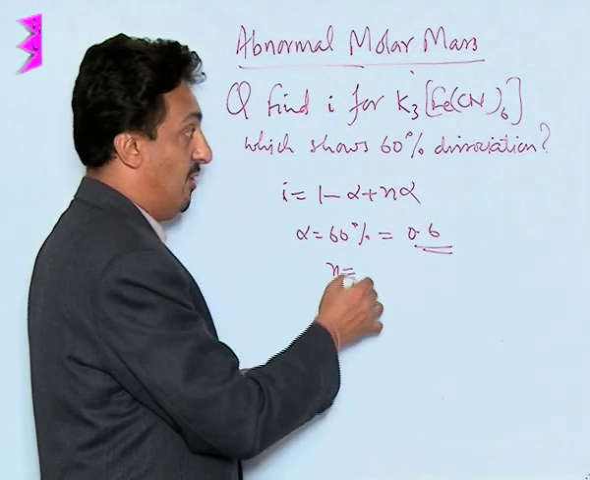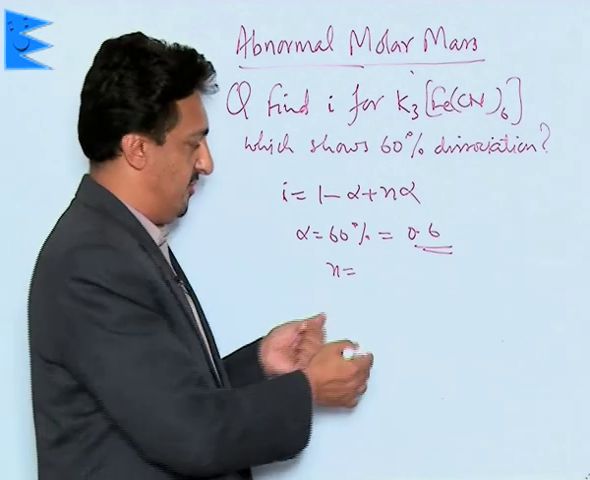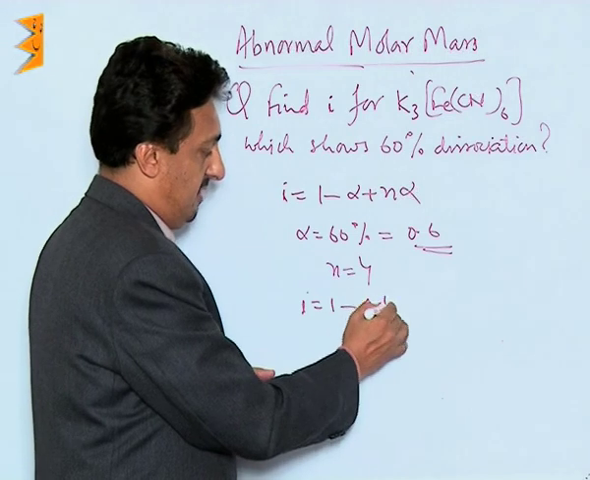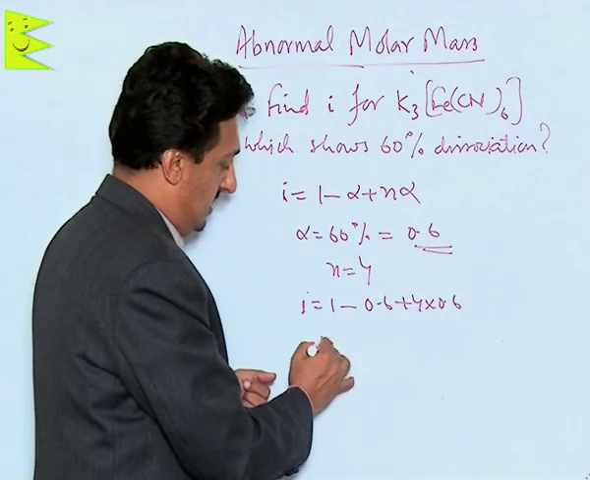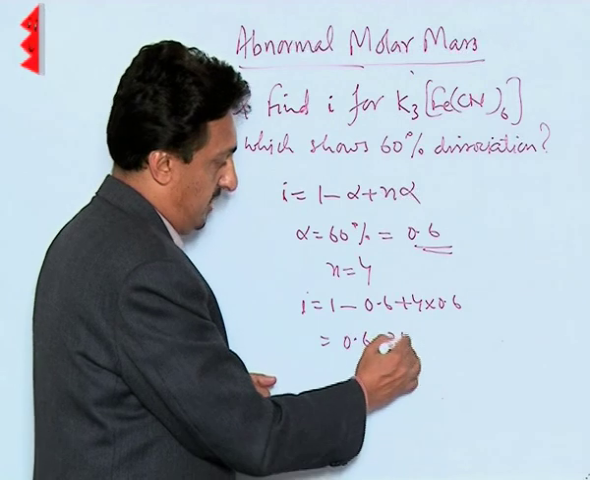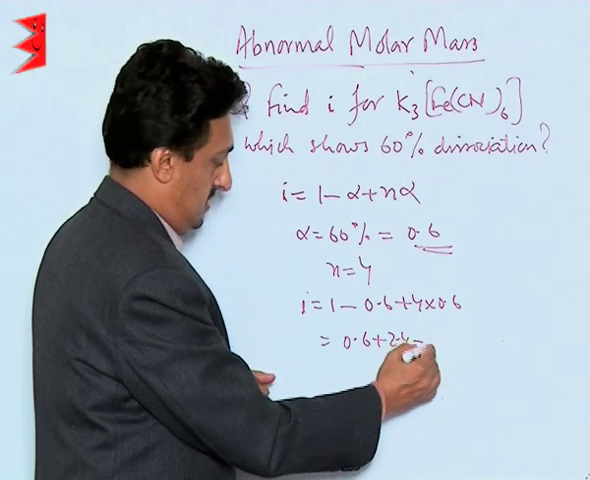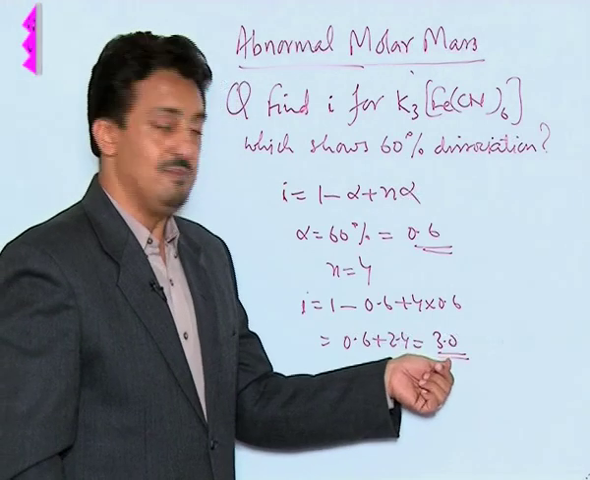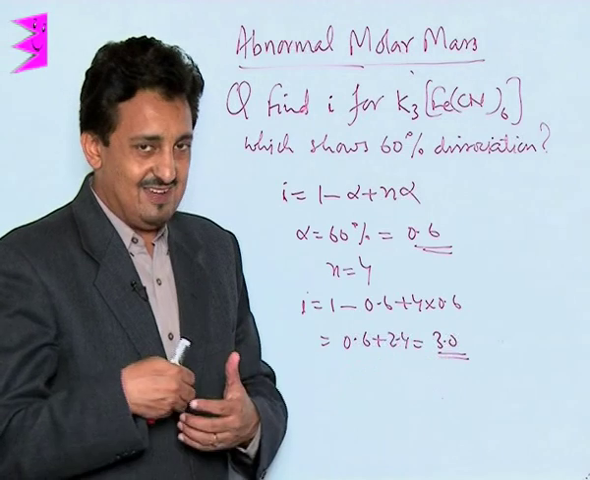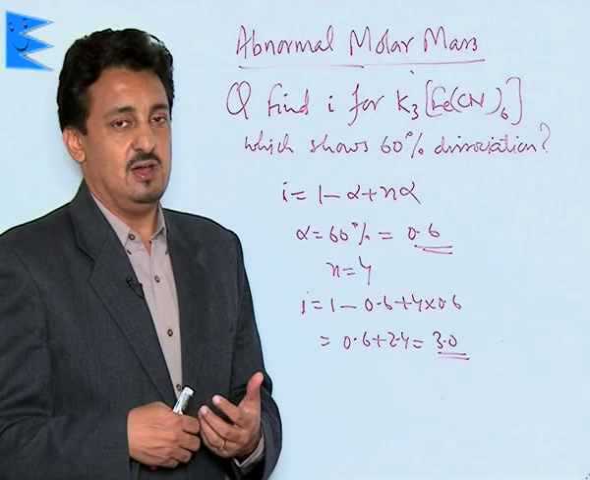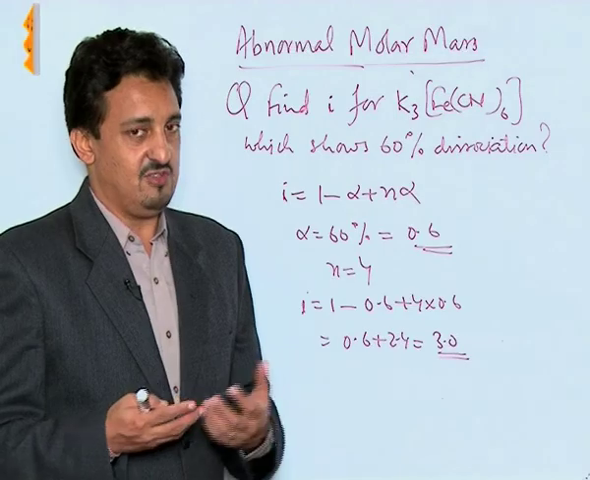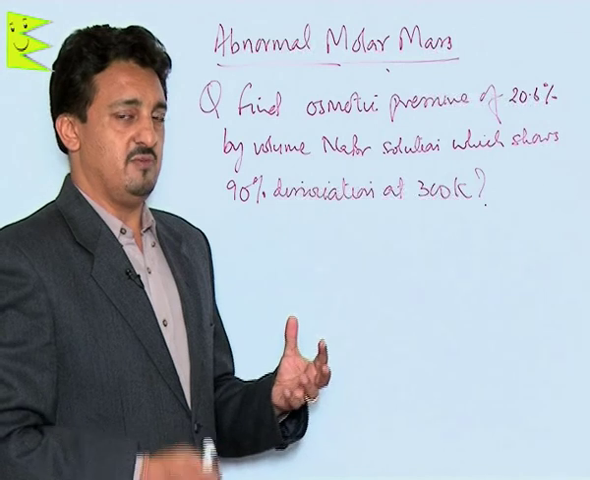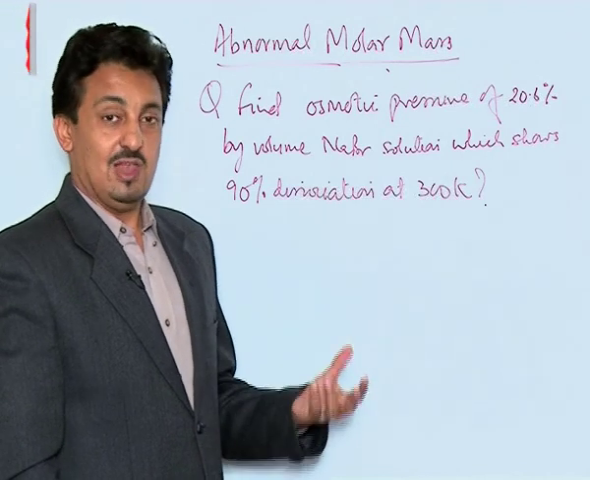And n, the number of ions formed on dissociation by this, is 4. So i will be equal to 1 minus 0.6 plus 4 into 0.6. So it will be 0.4 plus 2.4. So it will be 2.8. So in place of 4, we cannot take 4, it will be 3. So this is how the i gets changed the moment the degree of dissociation or degree of association is not 100%. Let us see another numerical, how the information of the Van 't Hoff factor can be used to find out the colligative properties.